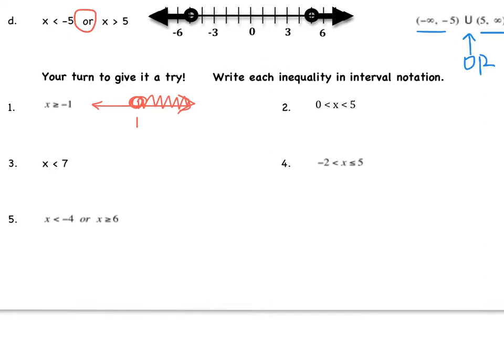Okay, so in interval notation, the lowest number I reach is 1, and then I go all the way in the positive direction, which is positive infinity. Now, the 1 has a closed circle. Mine kind of looks open, but it should be closed. It's included, so it has a bracket. Infinity always gets a parenthesis.